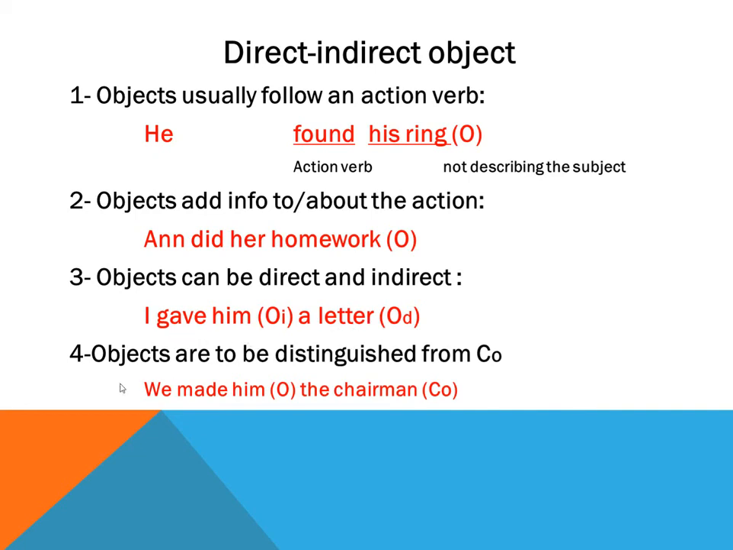Objects are to be distinguished from object complements. So we can see the sentence, we made him the chairman. Him here is an object because it's directly affected by the verb, while the chairman is not another object because it has nothing to do with the action of making, but the chairman describes the object. It does not describe the subject. So what is he? He is a chairman, so the chairman describes the object. In this way, the chairman is an object complement.